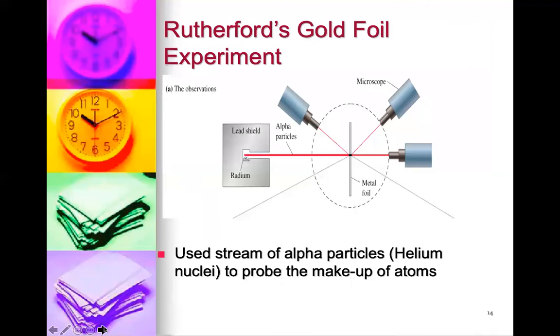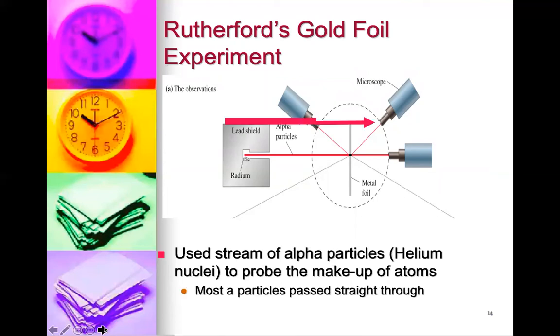All right, so this is the same experiment. So what are the observations? Okay, most particles pass straight through, that is, no deflection at all. Okay, so this is the metal foil, this is the alpha particles. So when you bombard the alpha particles, they go straight. And the second observation, some were deflected. Some have small deflection, and some have very big deflection.